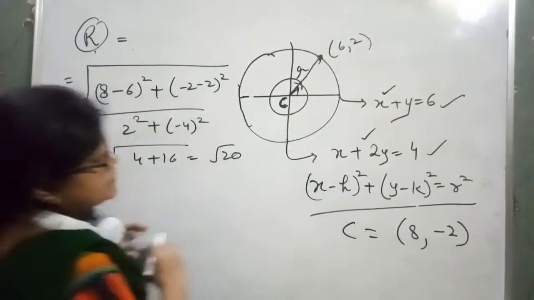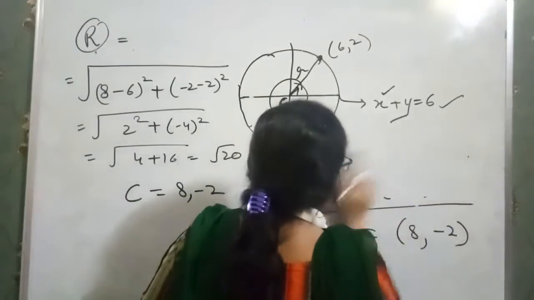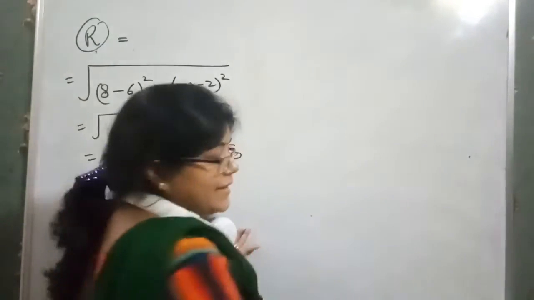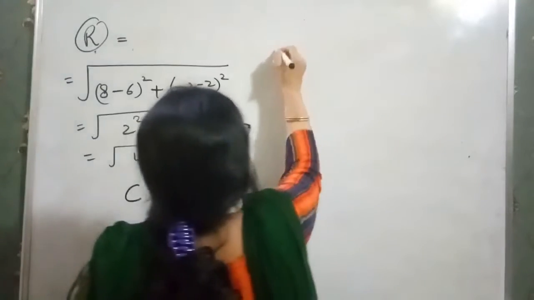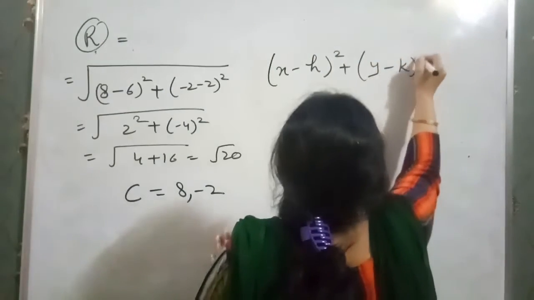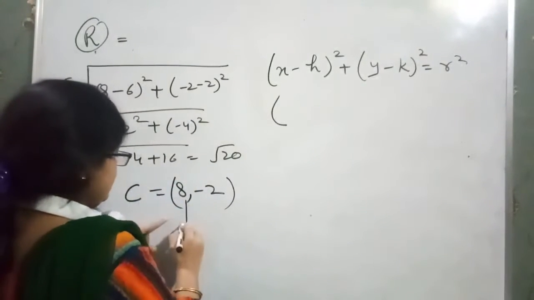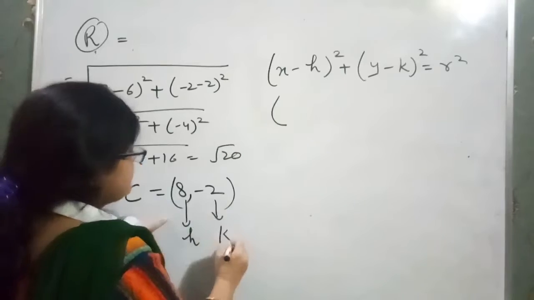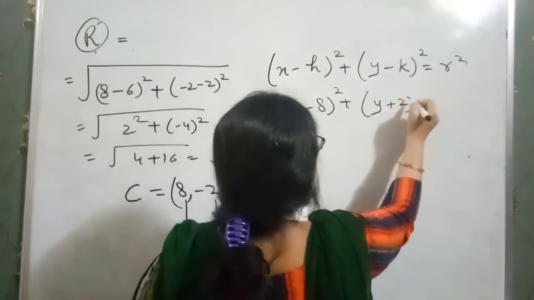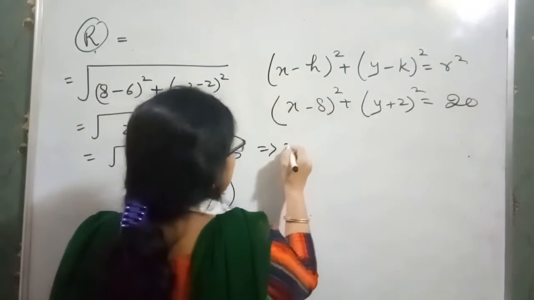Now put all the values of radius and center in the equation and we will get the equation of the circle. Our center is (8, minus 2). So I think you understand now: when the equations of the diameters are given, you can easily find the equation of the circle. (x minus h) whole square plus (y minus k) whole square is equal to r square. At the place of h we write 8 and at the place of k we write minus 2. So (x minus 8) whole square plus (y plus 2) whole square is equal to under root 20 square, that means 20. Now solve it and you will get the answer.